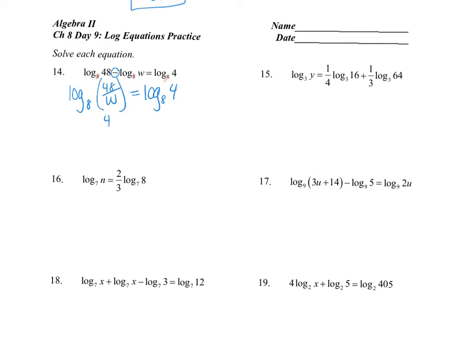So now I have a single log equal to a single log with the same base. So I can just set the arguments equal. 48 over W equals 4. When I solve for W, I end up with 48 equals 4W, so W equals 12.